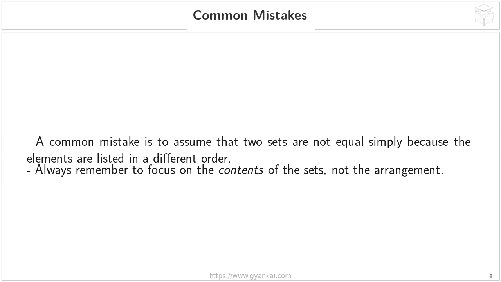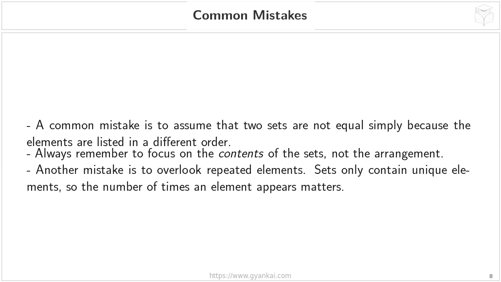When you're comparing sets for equality, mentally ignore how the elements are written down and just check what elements are present. Another mistake is to overlook repeated elements. Sets only contain unique elements, so the number of times an element appears matters. This builds on example 3, where we had E equals 1, 2, 2, 3, and F equals 1, 2, 3. We saw that because 2 appeared twice in set E but only once in set F, the sets weren't equal. Sets, by definition, don't allow duplicates. So, when checking for equality, make sure each element appears the same number of times in both sets.